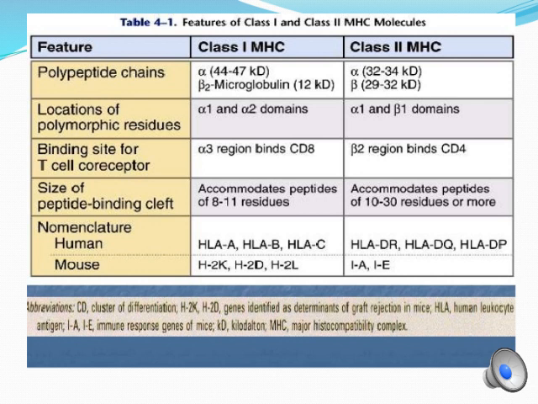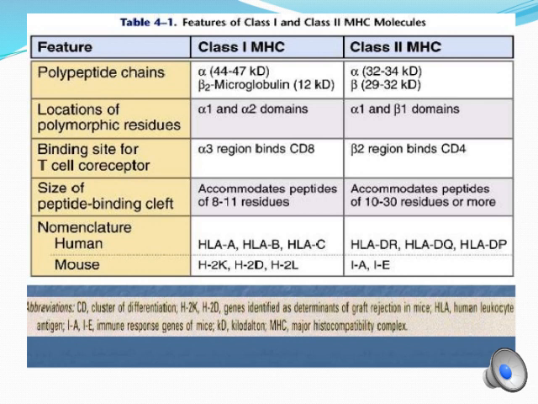The binding site in class 1 MHC is CD8. CD8, again, are those cells which are the cytotoxic cells. And the CD4 will be in class 2 MHC. We'll be discussing this furthermore. Now, size of peptide binding cleft. What is the peptide binding cleft? I had shown you the antigen groove. That is what is the peptide binding cleft. So, in class 1 MHC, it will nearly accommodate 8 to 11 residues. Whereas in class 2 MHC, it will include 10 to 30 residues or even more than that.